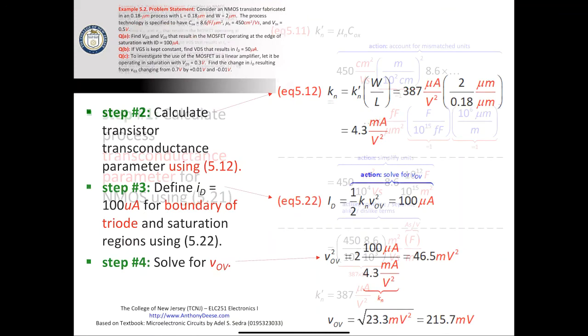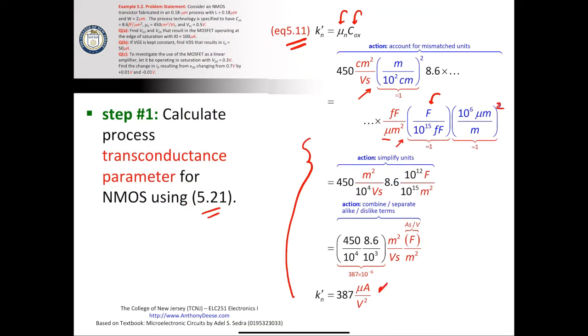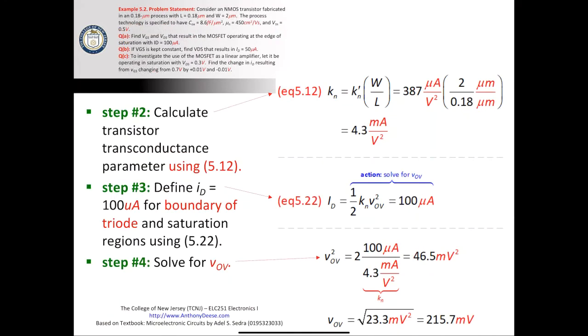Anyway, real quick, before I move on, the value we get for the process transconductance parameter is 387 microamps per volt squared. And if we wanted to get the device transconductance parameter, that would be 387 microamps per volt squared times the aspect ratio. Remember, that's the difference between Kn prime and Kn. Okay, that's what we do next. So we calculate the device transconductance parameter.